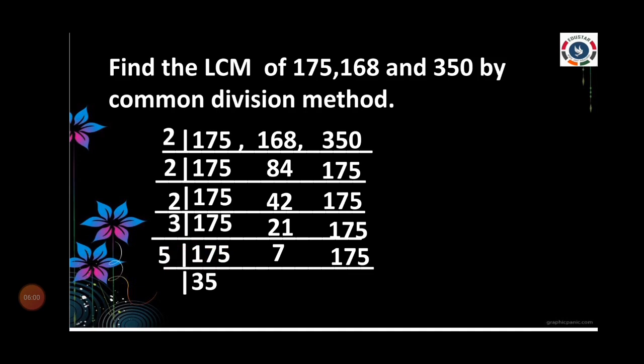Okay, write 35. 7 is a prime number, so not possible to divide by some other prime number. So you have to write 7 down. And 175, how many times of 5s are there? 35. So write 35. Now you see here, 35, in the ones place what number is there? 5 is there. 5 means it is possible to divide the value by 5.